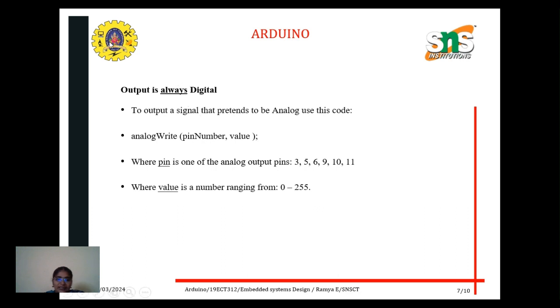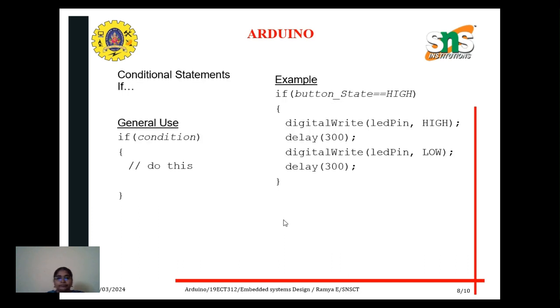Output is always digital. To output a signal that pretends to be analog, use this code: analogWrite, pin number, value, where the pin is one of the analog output pins, that may be 3, 5, 6, 9, 10, and 11, and the value is a number ranging from 0 to 255. Okay, so I hope you understand output is always digital.